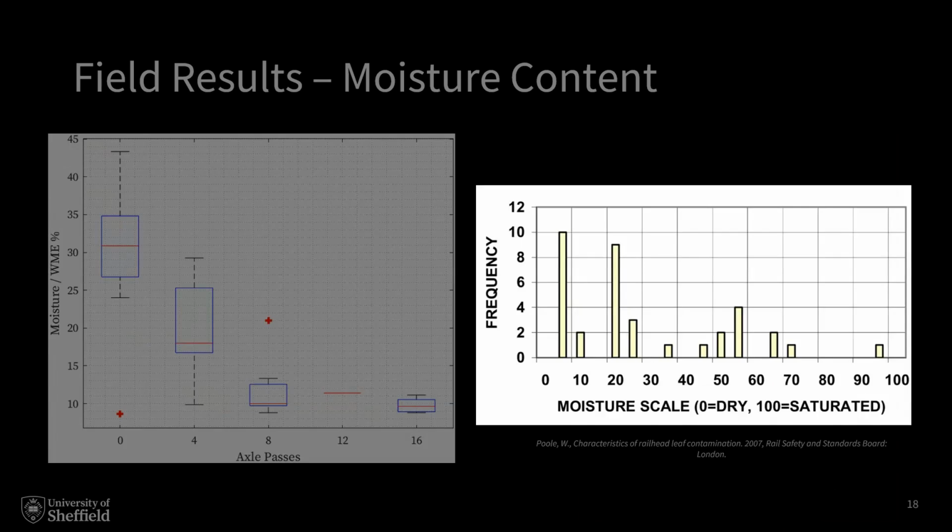And here's some of that survey data from 2007 looking at moisture. It's being represented in a slightly different scale, but it's the same method of wood moisture equivalent, and our layers were matching up to a lot of what was found in the field. So that's really heartening. So what's next?